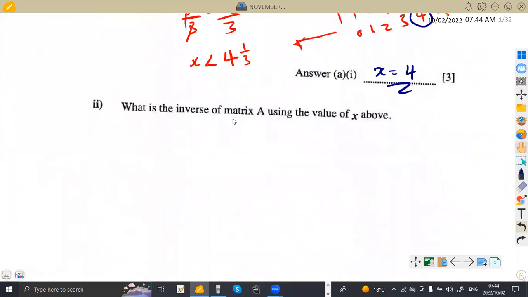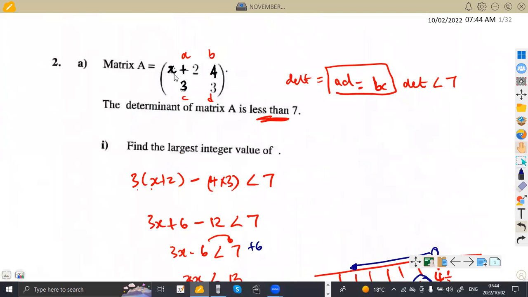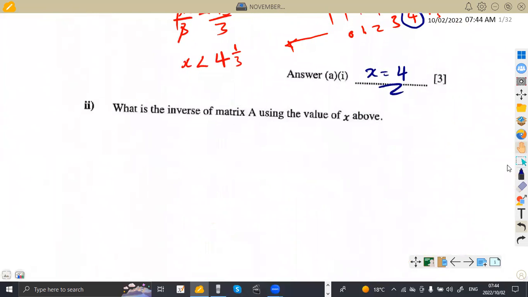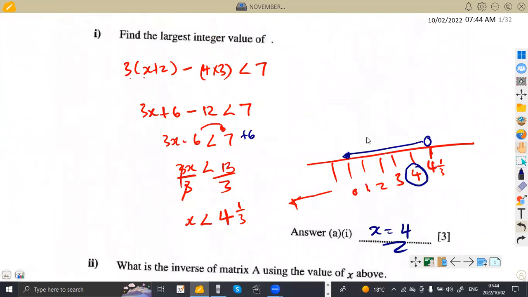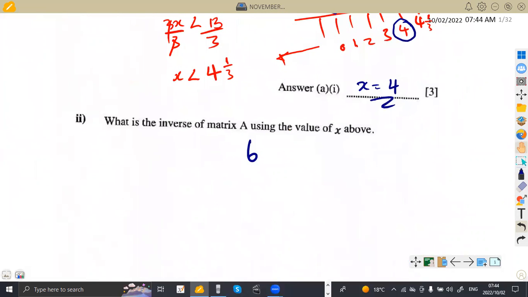Then write down the inverse of matrix A using the value of x above. Take note, we obtained that x is 4. So here we're going to substitute in place of x. It's going to be 4 plus 2, which is 6. So there we are going to have 6. Then the other one, let us see here. It's 4. This part is going to remain as it is, 4, 3, 3. So that is what we had.